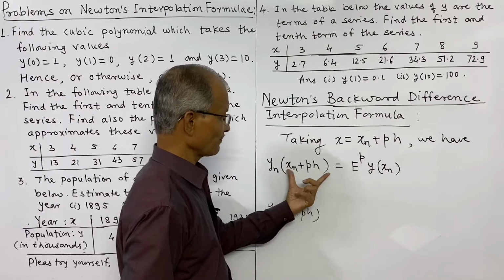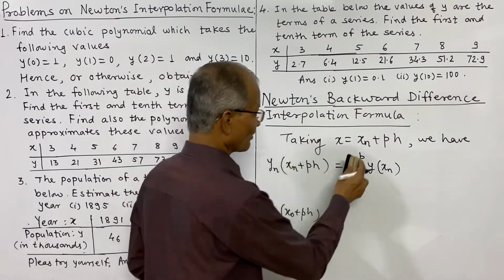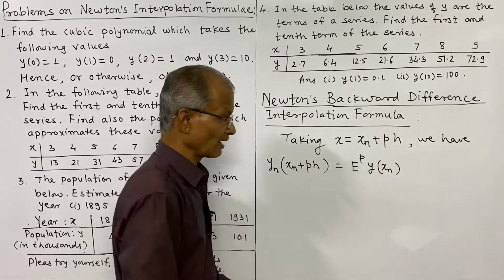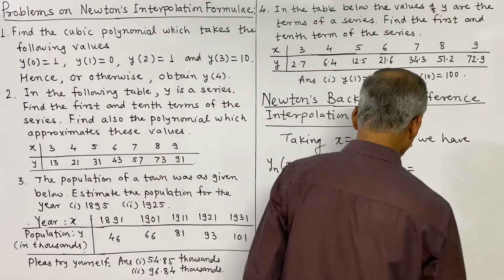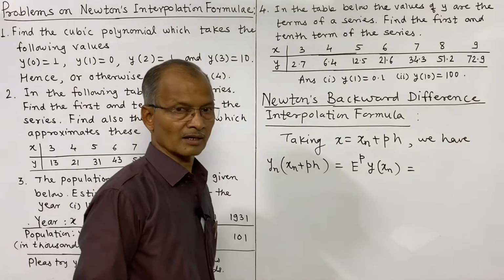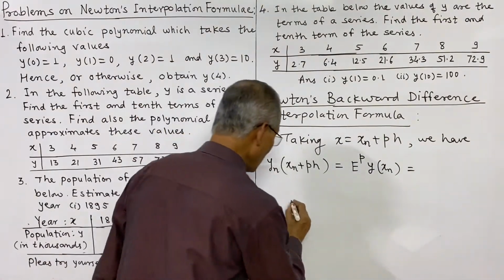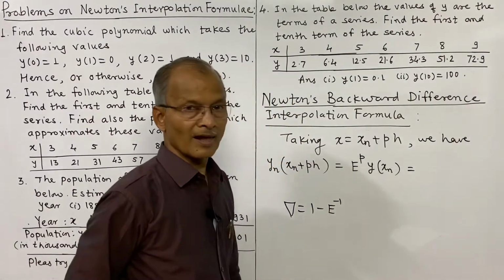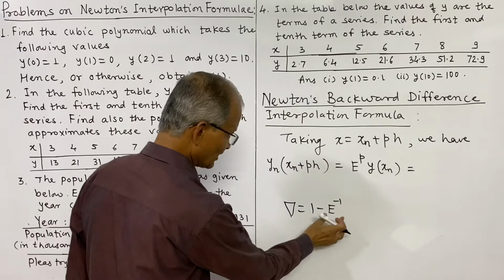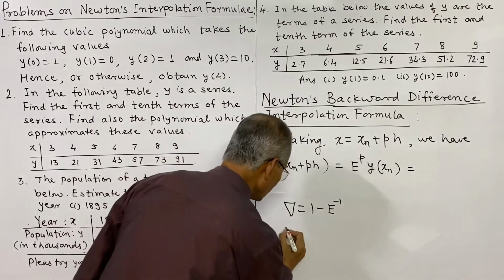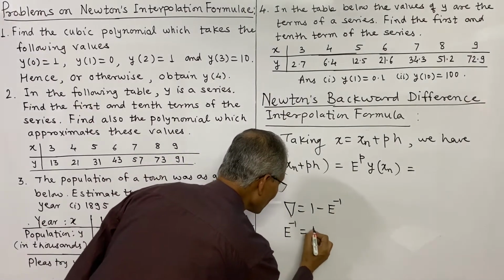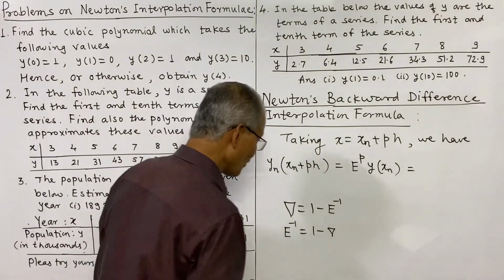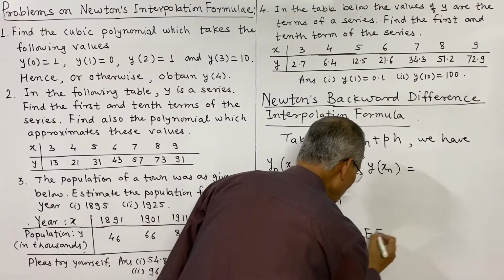So this is the same in terms of E to the power p, but this E we can now write in terms of del. We have a relation between symbols that we have proved earlier: del is equal to 1 minus E to the power minus 1. From this, shifting to the other side, E to the power minus 1 is equal to 1 minus del. And if E to the power minus 1 is 1 minus del, what will be E only?